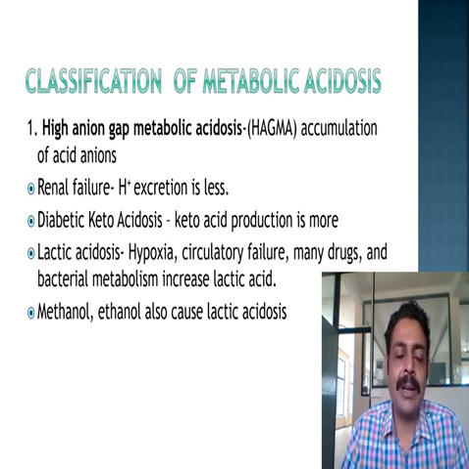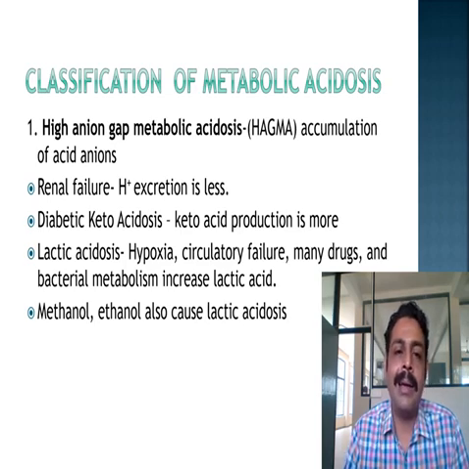Lactic acid accumulation. Now, what happens here in hypoxia, circulatory failure, many drugs and bacterial metabolism, they can produce a lot of lactic acid. Even methanol and ethanol poisoning also cause lactic acidosis. So this is one type of metabolic acidosis called high anion gap metabolic acidosis.